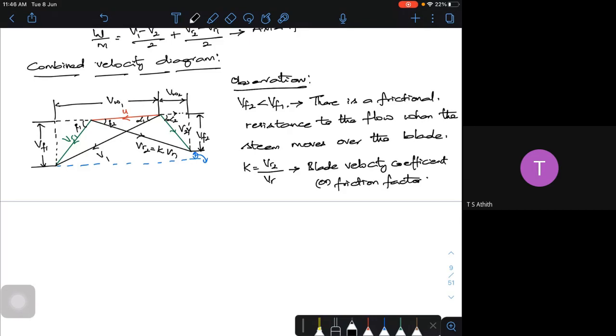From Newton's second law, we have force is equal to mass into acceleration. Then your force is given by mass flow rate into your whirl velocity. The forces on the blade and the corresponding work done. Work done is nothing but mass flow rate into your whirl velocities, or the tangential force into U. So it is based on Euler's energy equation. That expression we have to do.